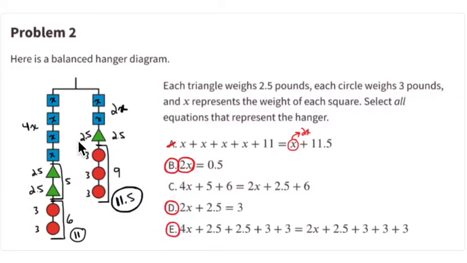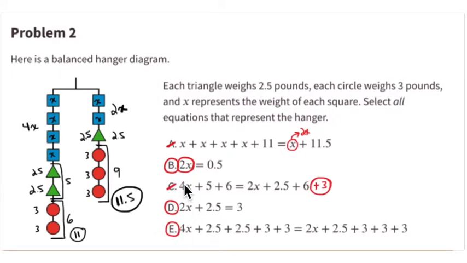It's 4x's on the left, 2 triangles, so 2 times 2.5, or 2.5 plus 2.5, 2 circles, so 3 plus 3. So this entire left side is represented by all of these figures. On the right side, there are 2x's, 2.5 pounds for the triangle, and then 3 circles, 3 plus 3 plus 3. So the right side is represented by these figures. So these two sides are equal to each other. So E is an equation that represents this diagram.